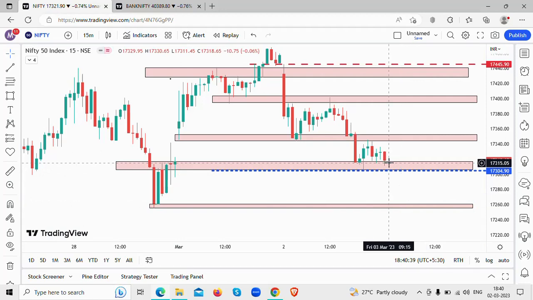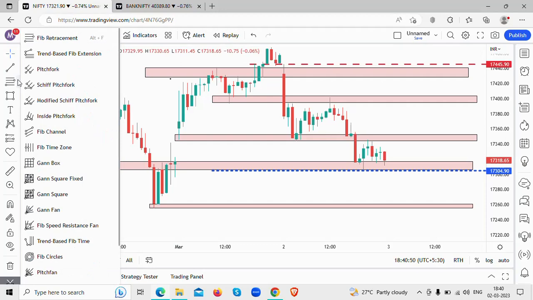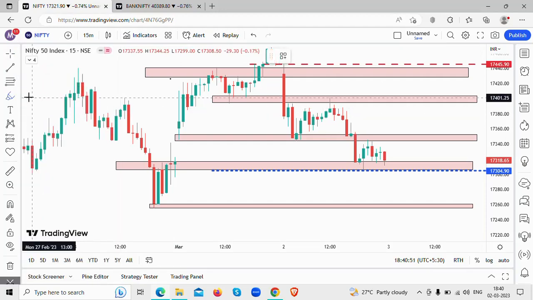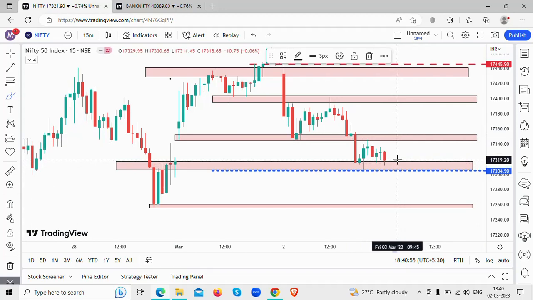If the market opens flat, goes back to this level, or if the market opens with a gap up to this particular zone here, let me highlight that zone. If the market opens flat, or it opens with a gap up to this level and there is any kind of sell signal coming in, then we are going to look at shorting the market.